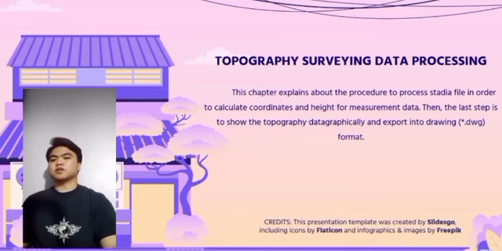Topography Surveying Data Processing. This chapter explains the procedure to process the Stadia file in order to calculate coordinates and height for measurement data. Then the last step is to show the topography data graphically and export it into drawing format.